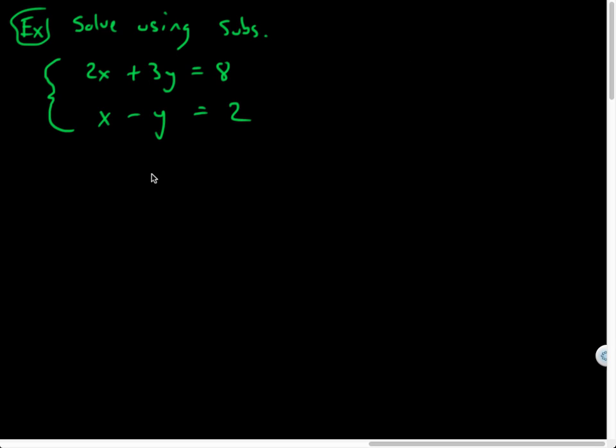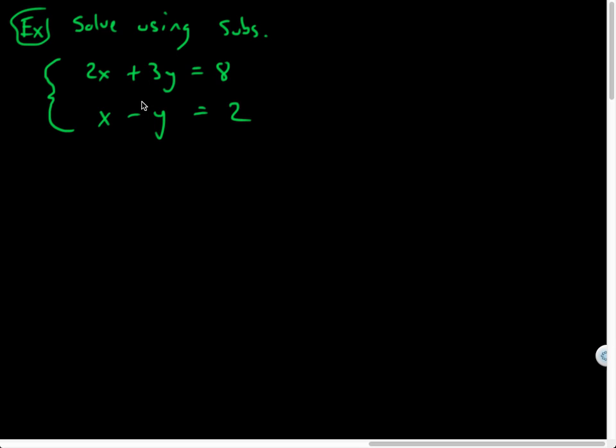So step 1 in substitution. What was step 1, guys? What should I do for step 1? Okay, solve one of the equations for one of its variables. So I've got 4 possibilities. I could solve for the first equation's x. I could solve for the first equation's y. I could solve for the second equation's x. I could solve for the second equation's y. Which one would you want to solve for, and do you have any reasoning for it? Anybody?